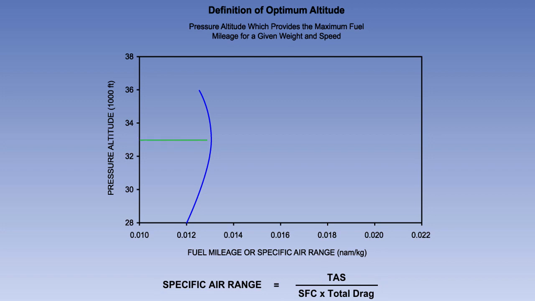You will notice on the graph that there is an altitude at which the specific range is greatest. In our example, this is 33,000 feet. This altitude is called the optimum altitude. It is defined as being the pressure altitude which provides the greatest specific range, or fuel mileage, at a given weight and speed. Flying higher or lower than the optimum altitude will decrease the range of the aeroplane.